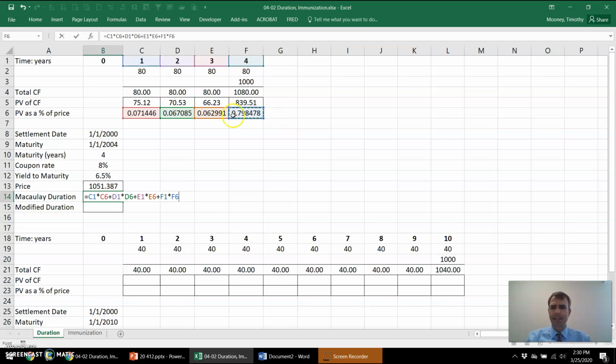You can do the exact same thing that I just did using the SUMPRODUCT function or matrix operations, even better, whatever works best for you. But this Macaulay duration, the weighted average maturity of the bond, is about 3.6 years. So given the fraction of the bond's price that occurs at various points in time, on average we have to wait 3.589 years for all the bond's cash flows. It's a weighted average maturity.